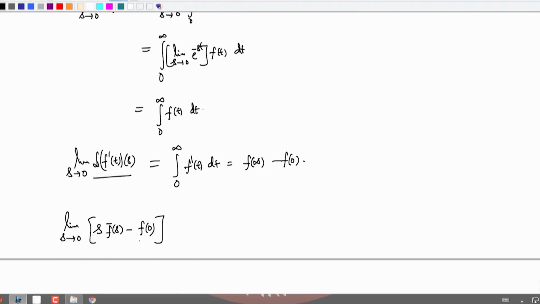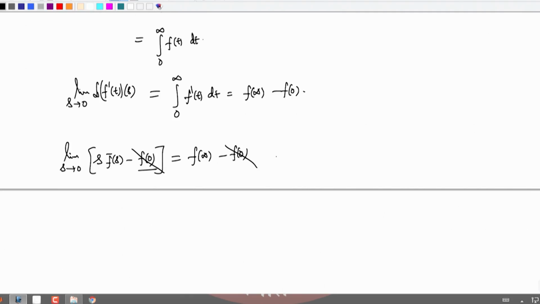So, that is what we have seen as a property of the Laplace transform. So, the left hand side is equal to the right hand side, f infinity minus f of 0. So, this is a constant. So, limit s goes to 0. So, this gets cancelled on both sides. So, you end up getting what you want.